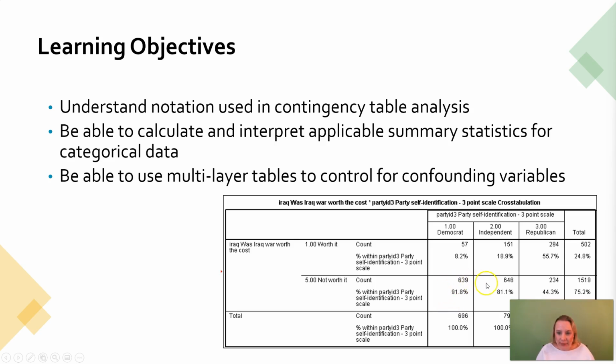If we go across and we look at the people that thought it was worth it, we have 57 for Democrat, 151 for Independent, and 294 for Republican, for a total of 502 people that were polled that said that the Iraq War was worth it. And so when we take the sum of these percentages, we get 24.8% of the total people polled that said they felt that the cost of the Iraq War was worth it. Those who said it was not worth it was 75.2%. So when we add our 75.2% of those who said it was not worth it, plus the 24.8% who said that it was worth it, we end up with the 100% that we see in the lower right-hand corner.